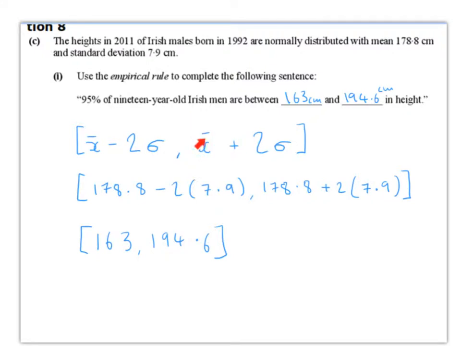And then we have the mean plus 2 times the standard deviation. So again, the mean is 178.8. So this time we're adding 2 times the standard deviation, again, which is 7.9. And 178.8 plus 2 times 7.9 is 194.6. So, using the empirical rule, 95% of 19-year-old Irish men are between 163 centimetres and 194.6 centimetres in height.